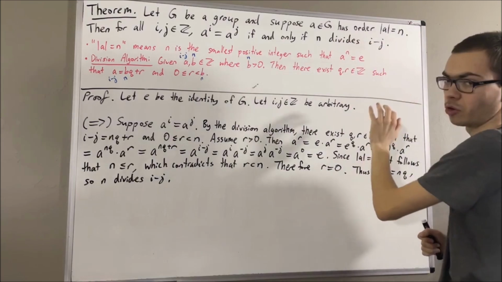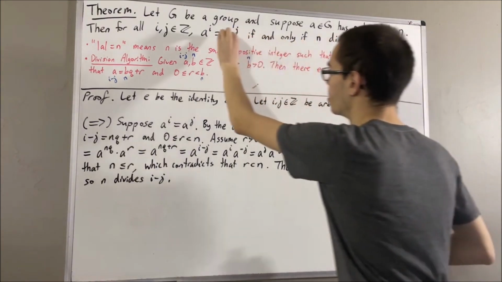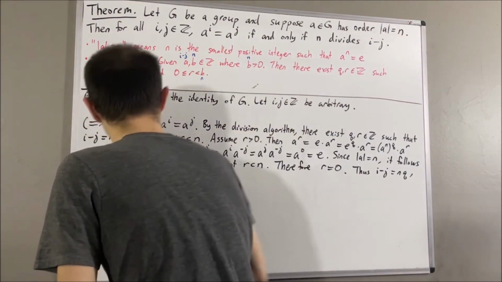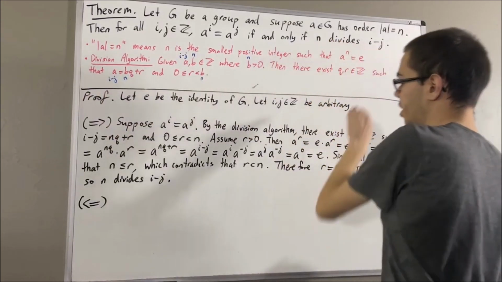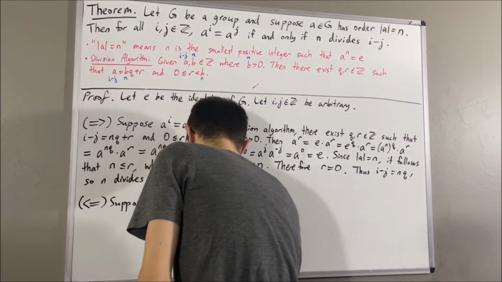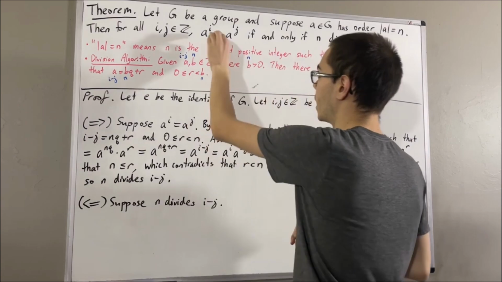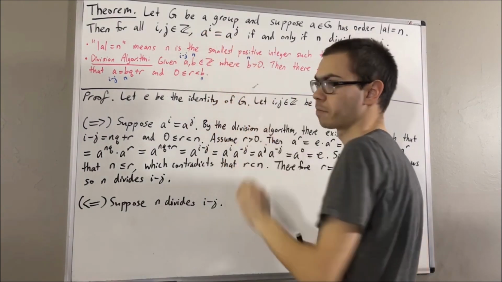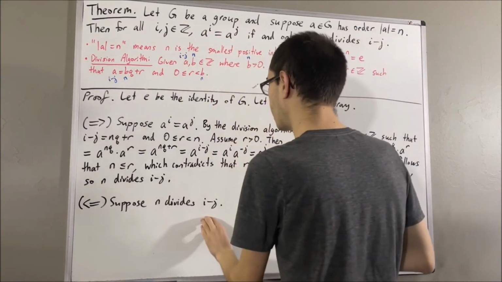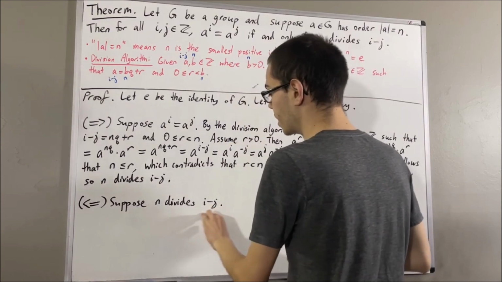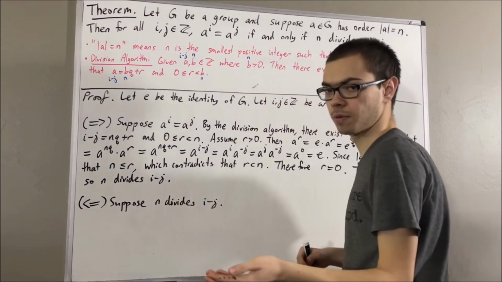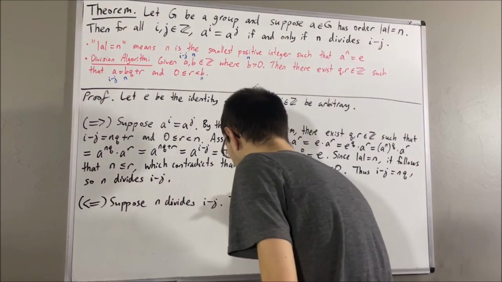Now let's show the other direction. We're going to show if this is true, then this is true. To do that, suppose n divides i minus j. From here, we want to show that a to the power of i is equal to a to the power of j. Now since n divides i minus j, this means that i minus j is equal to n times some integer. I'll call the integer k.